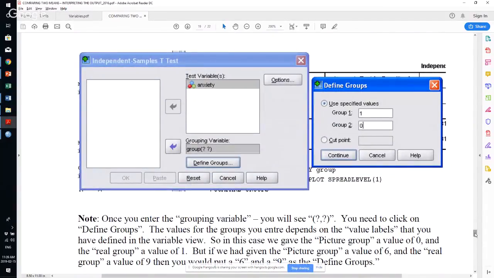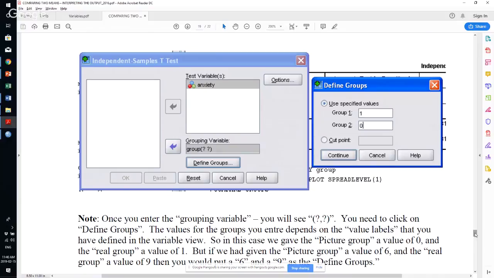Anxiety is my test variable. By the way, when you're running t-tests, you can run a whole bunch at once. If you have 55 outcome variables, you could put all 55 in that box and run them all at once. You don't go into SPSS and click one, run it, then go into the other. I always laugh when I see people do that. Anyway, be efficient. You can do it all at once.